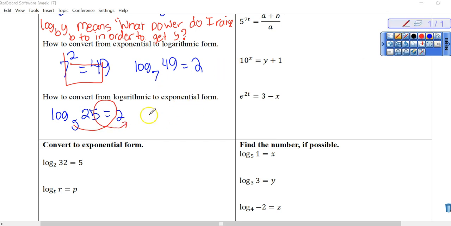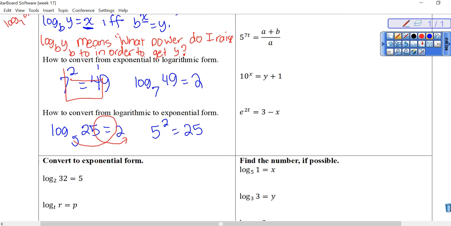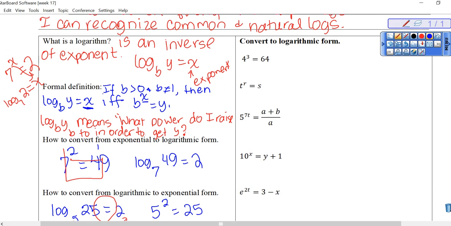So a little curly Q there. Take the 5 up to the second power, equals 25. And you can see that that's probably a more comfortable form of that statement, right? But I think this is really illustrating that the log of a number is an exponent. Okay. All right. So those are just the review of things we learned last year.